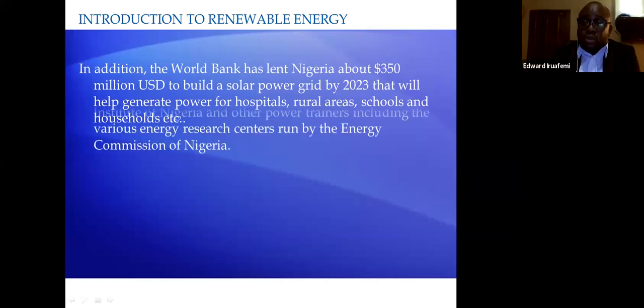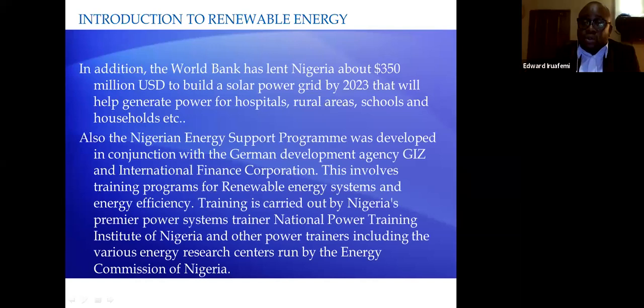So the energy support program was developed in conjunction with a German development agency and an international financial corporation to help in supporting training programs for renewable energy systems and efficiency for it. Training is carried out by the National Power Training Institute of Nigeria, and other power trainers, including various energy research centers run by the Energy Commission of Nigeria. We are part of them. We do training on solar.